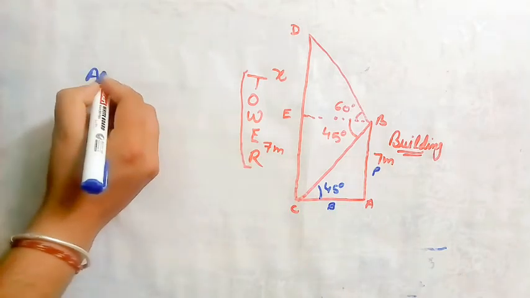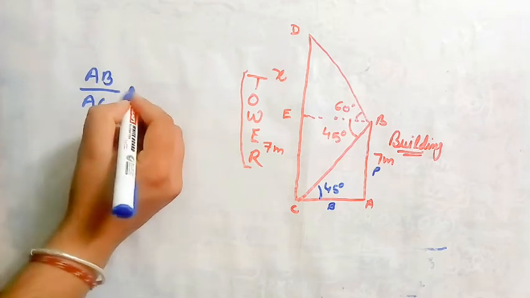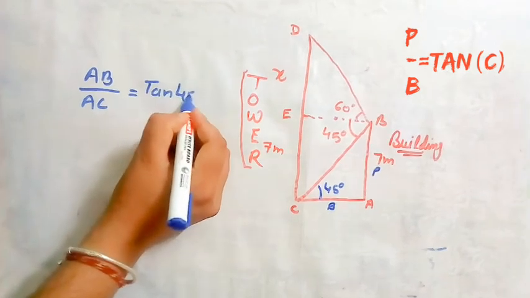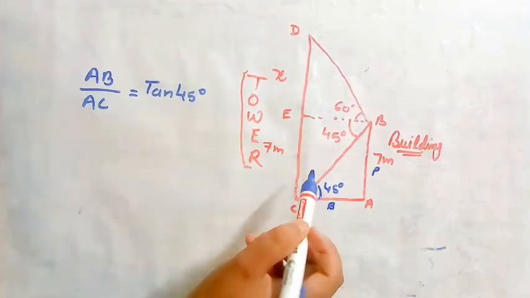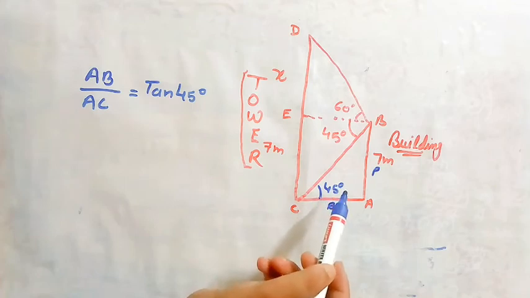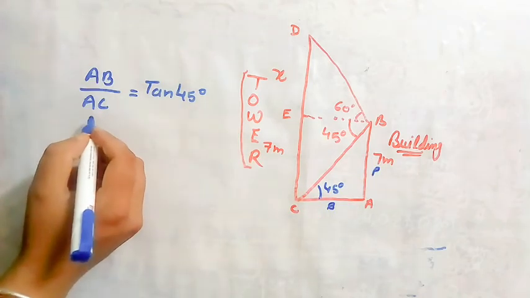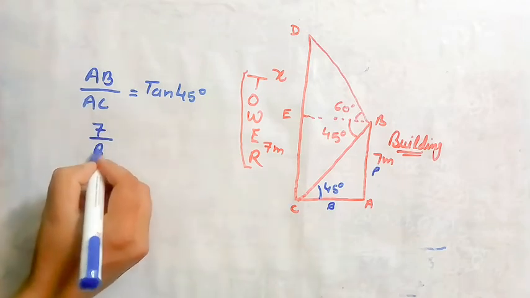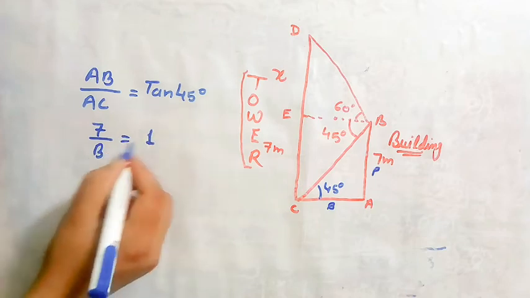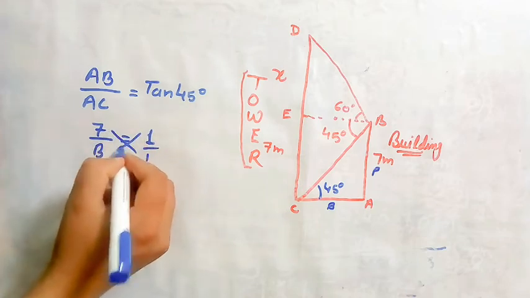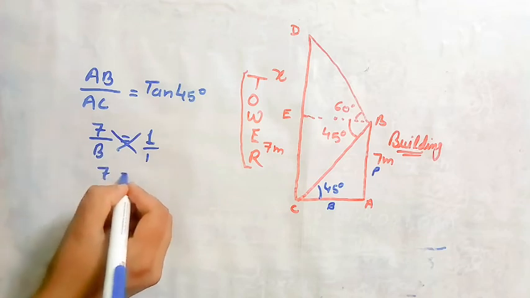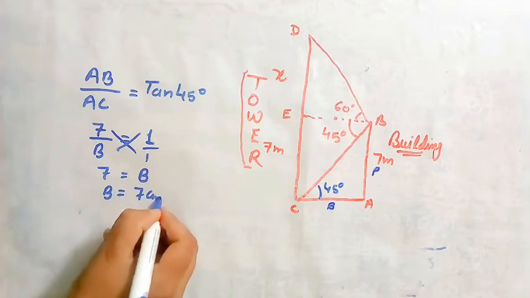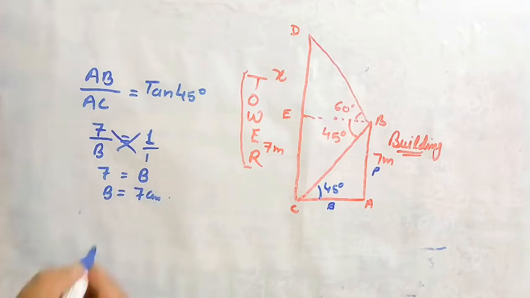So according to formulas of trigonometry, AB upon AC equals to tangent 45. See the figure properly. Now tangent 45 equals to 1. So AB is 7 centimeter and AC I have taken equals to B, is equals to 1. Cross multiply, 7 1 is 7 equals to B. So therefore B equals to 7 centimeter.